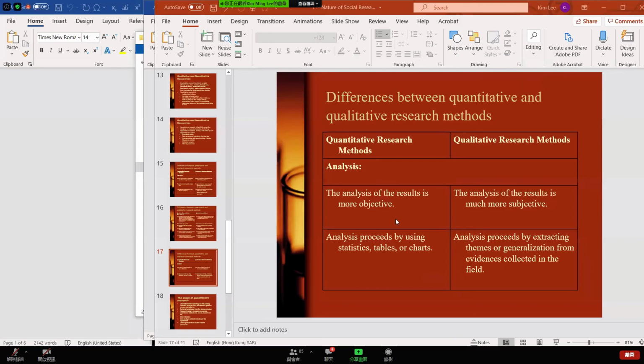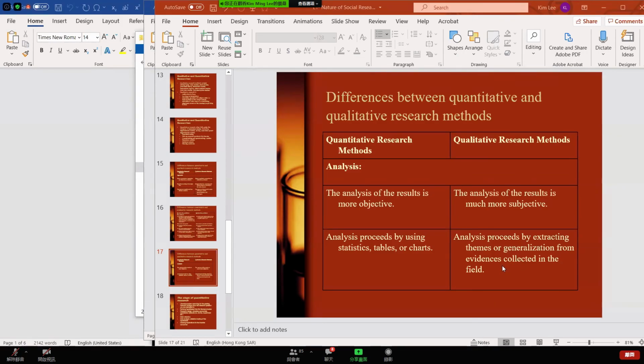The analysis is also different. The quantitative research, you need statistics. You do the statistical analysis, do the number. Okay. For qualitative research, this is more subjective, as I mentioned before. You actually extract some themes of generalization from evidence collected in the field.